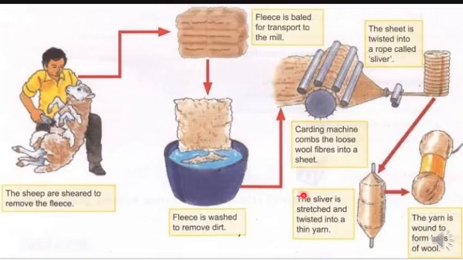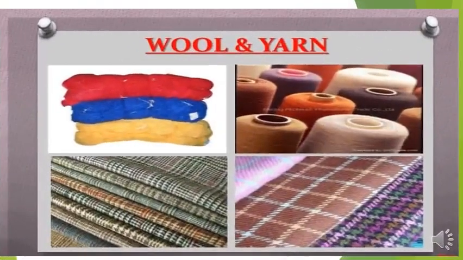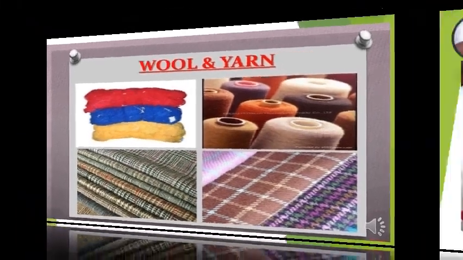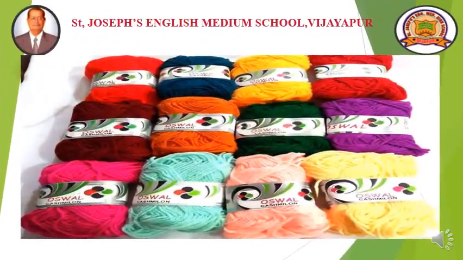These are the different steps involved in the processing of wool. Now the wool and yarn look like this. This is the woolen, these are the yarns of the wool. Can you see the different colorful woolens? Yes.